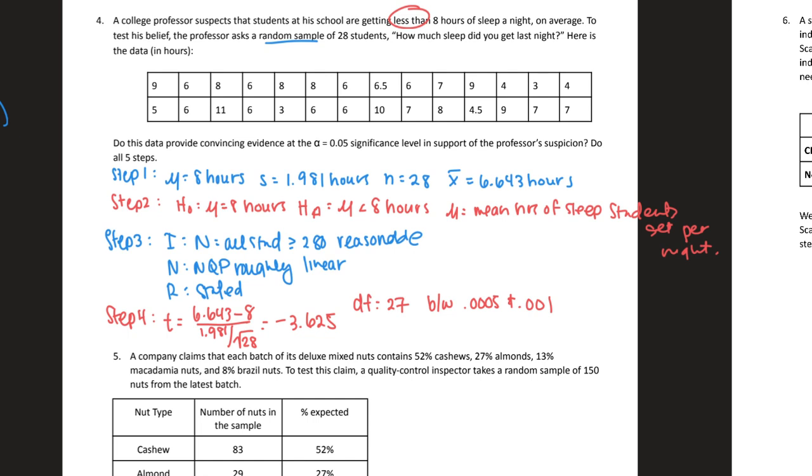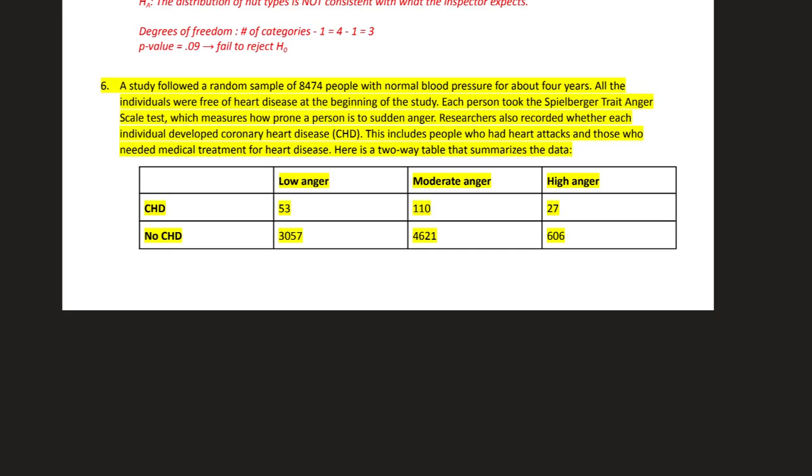All right, so for this last example, instead of me writing out the answers, I'm just going to read through the answer key that I have. So, a study followed a random sample of 8,474 people with normal blood pressure for about 4 years. All the individuals were free of heart disease at the beginning of the study. Each person took the Spielberger Trait Anger Scale test, which measures how prone a person is to sudden anger. Researchers also recorded whether each individual developed coronary heart disease. This includes people who had heart attacks and those who needed medical treatment for heart disease.